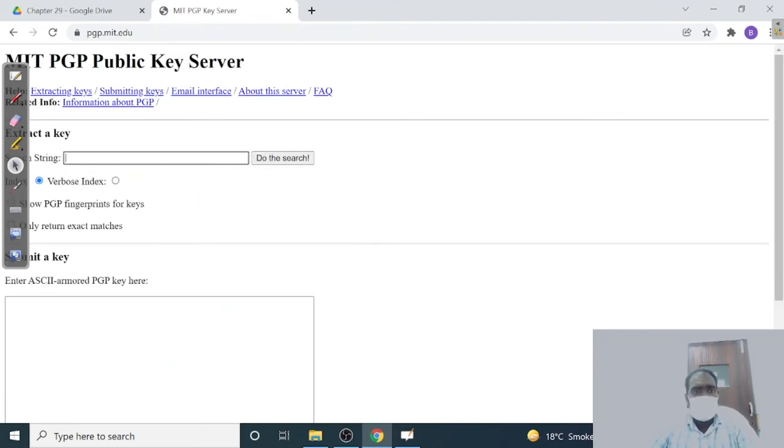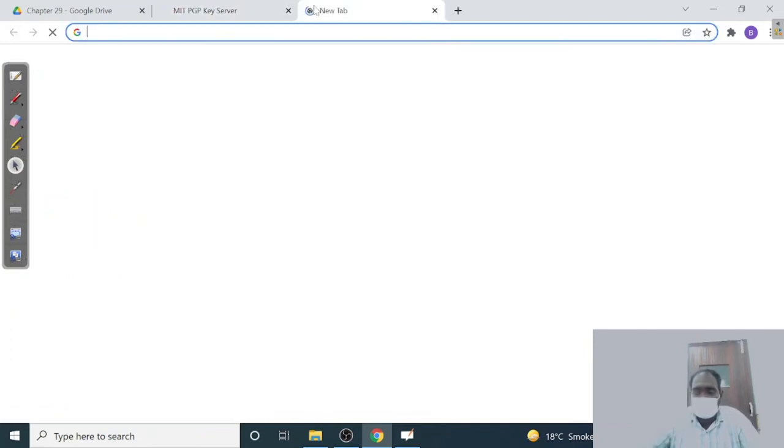And now if you want to send a message to someone, let's say you have to send some message to Krishna. If you know the email, you can find his public key, and you can use that public key to encrypt your message and send it to him. And what happens is this message cannot be read by anyone except Krishna, because only he has the private key. This key server is very slow. We'll try something else.